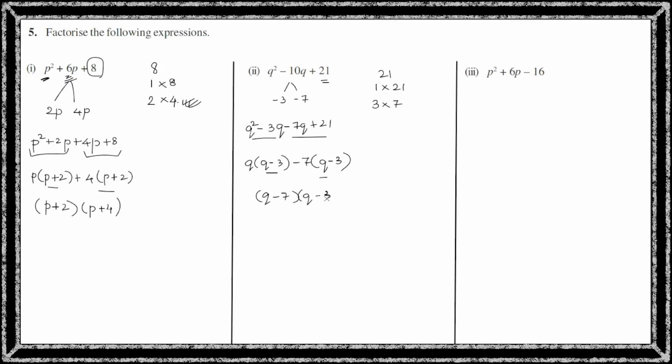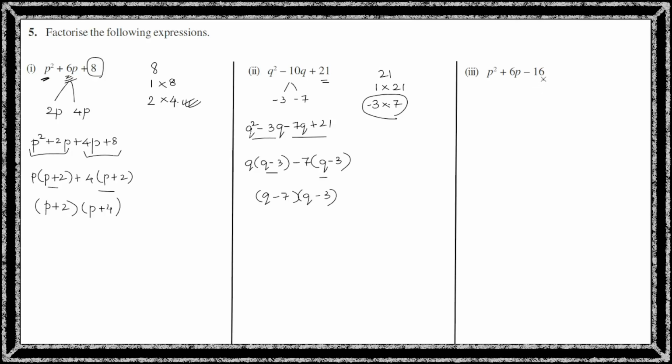With enough practice, you will be able to directly write this step after you have realized what are those 2 factors that I have to consider, right? So you will consider this as minus 3 into minus 7 and directly write it as (q − 7) into (q − 3).